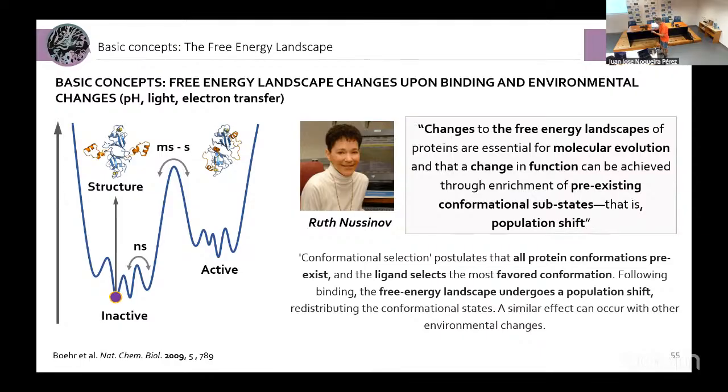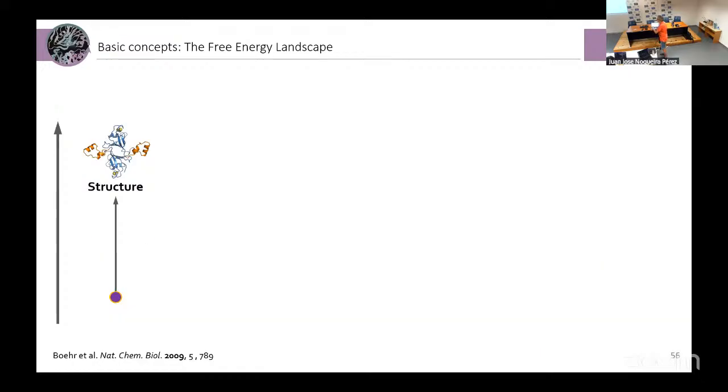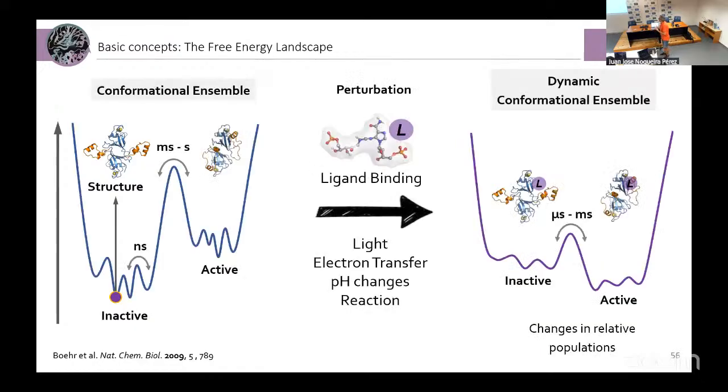Conformational selection postulates that all proteins can exist in different pre-existing conformations, and depending on which of these conformations are being sampled, a ligand, for example, or a substrate chooses one of these states to bind. And after this binding, this population distribution shifts because of the new interactions that are occurring. So at the end, what is happening is that an external perturbation is causing this population shift.